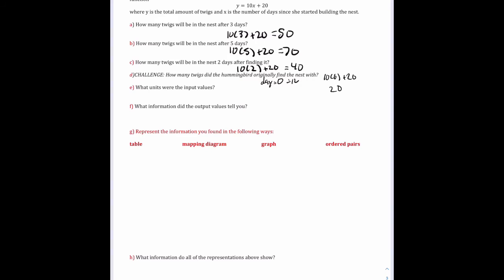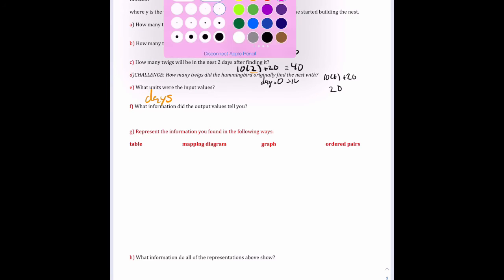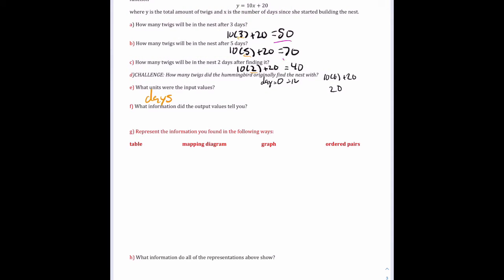All right, what units were the input values? So what were you plugging into the function? You were plugging in 3, 5, and 2. And what do those numbers represent? They represented days. And what you got out were 50, 70, and 40. What were those values? That was twigs in the nest. How many twigs are there? So magenta for output, twigs in the nest.